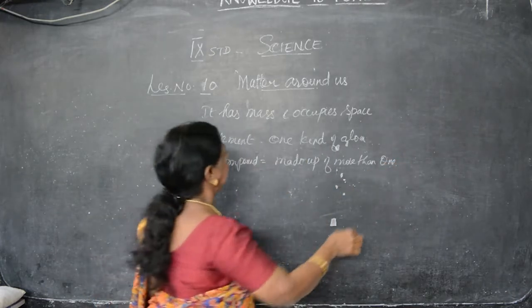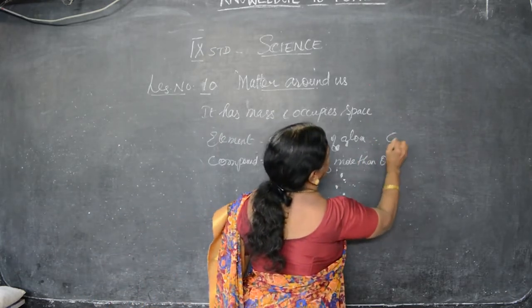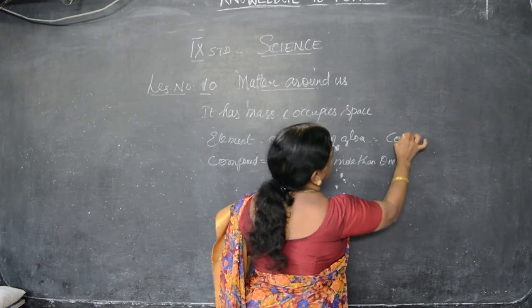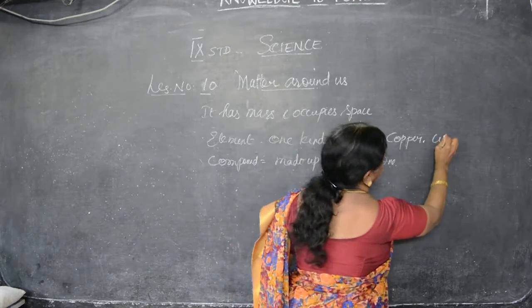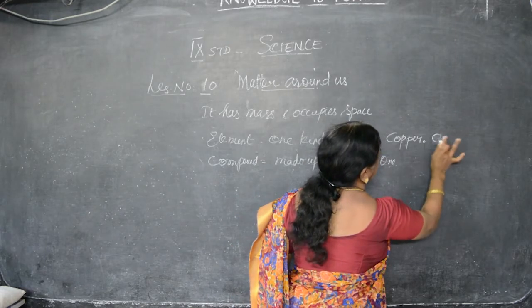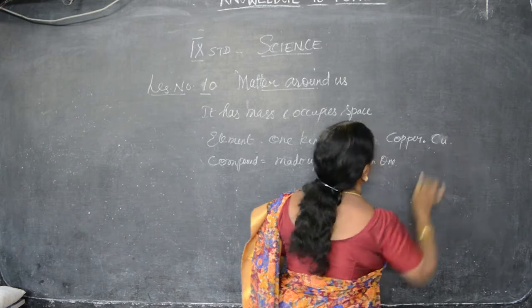Then for example, an element we can say copper. Copper, this is the name, and the symbol is what? Cu. C is a capital letter, u is a small letter.